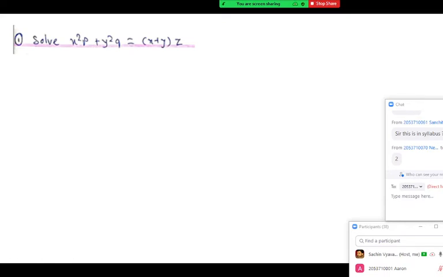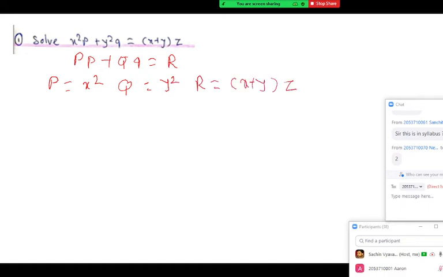So compare it with the form capital P p plus capital Q q is equal to capital R, and write the values of capital P, Q, R. What is the value of capital P here? x square. Capital Q? y square. And capital R, the RHS. Okay, so once we get capital P, Q, R, we generally write Lagrange's auxiliary equation. So consider dx upon P, what is P here, x square, is equal to dy upon Q, what is Q, y square, is equal to dz upon capital R, that is x plus y upon z.